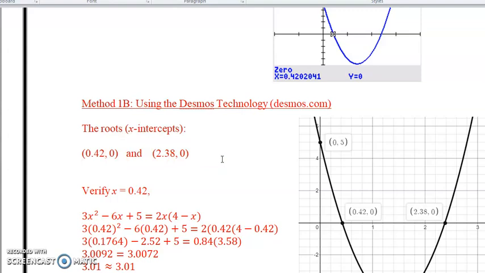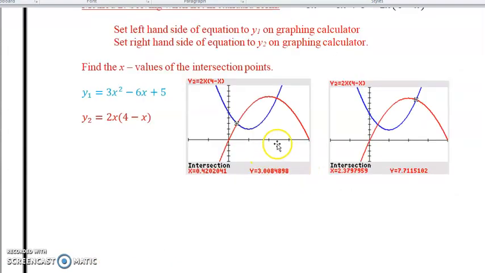This is using x-intercepts to find the zeros. This was using intersection points, which would give you different y values. But you're just concerned about the x values, as I pointed out. Find the x values. And there's the solutions.